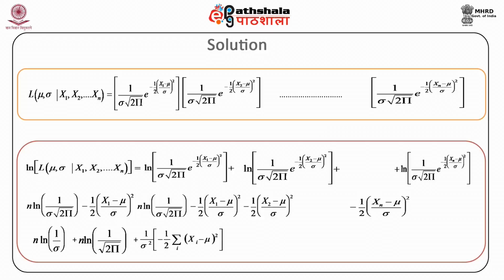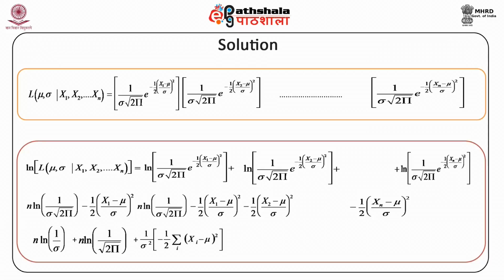If you take the log of this, I'm sure you can see that this entire expression will be reduced. You can see it on this screen also. And finally, we will get ln L equal to n into ln 1 upon sigma plus n ln 1 upon root 2 pi plus 1 upon sigma square into minus half summation of (xi minus mu) whole square.